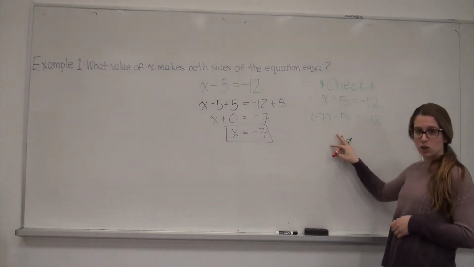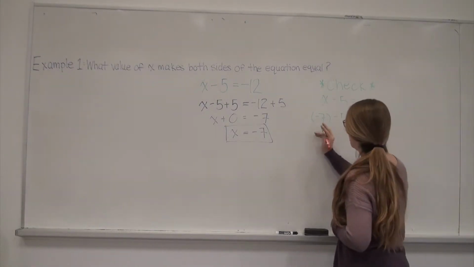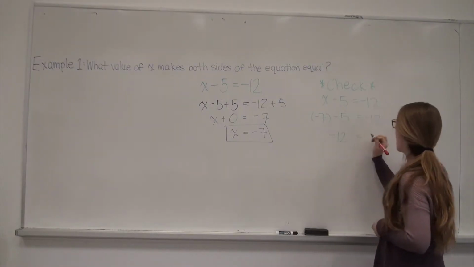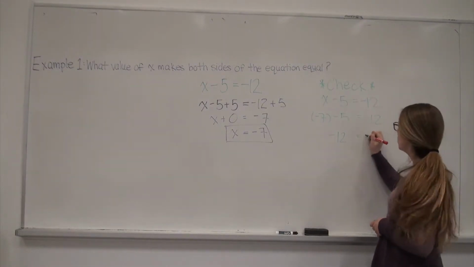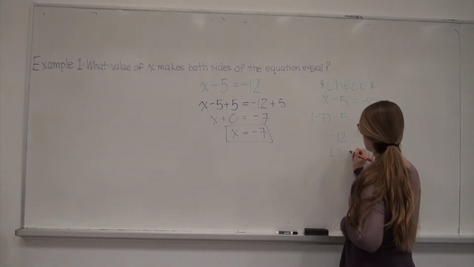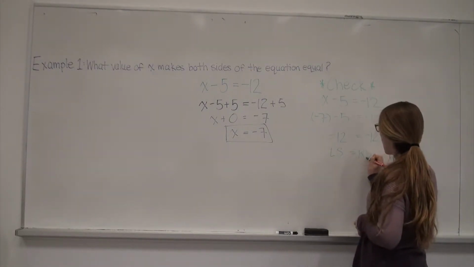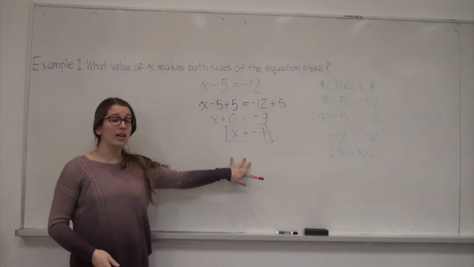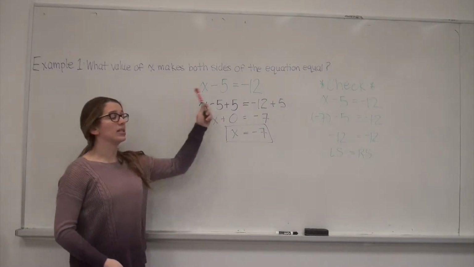We're going to collect the like terms on either side of the equation. -7 minus 5 gives me -12. And then nothing to collect on the right side. So here I see that my left side is equal to my right side, and I have proven that x equal to -7 is a value that makes this equation true.